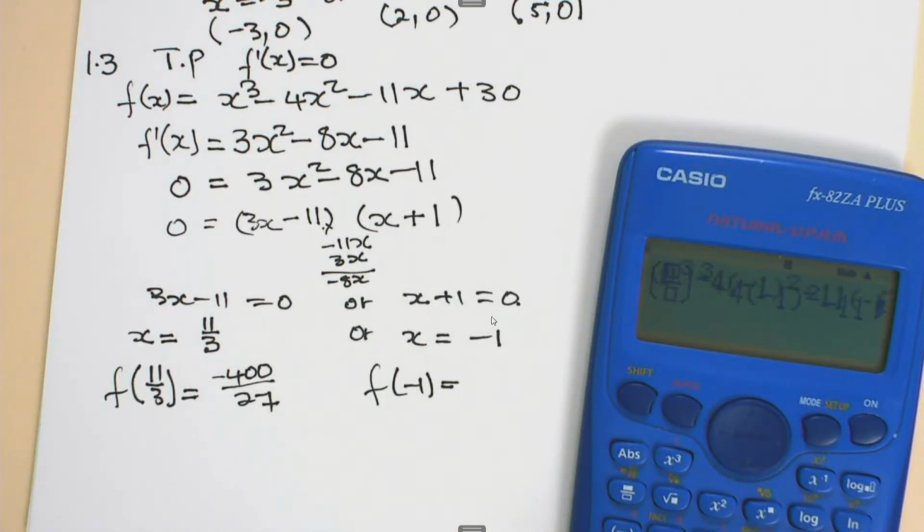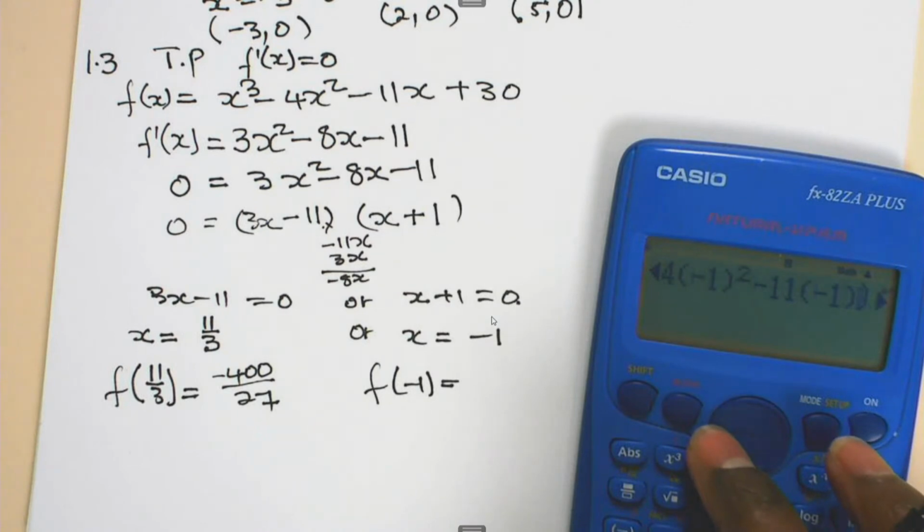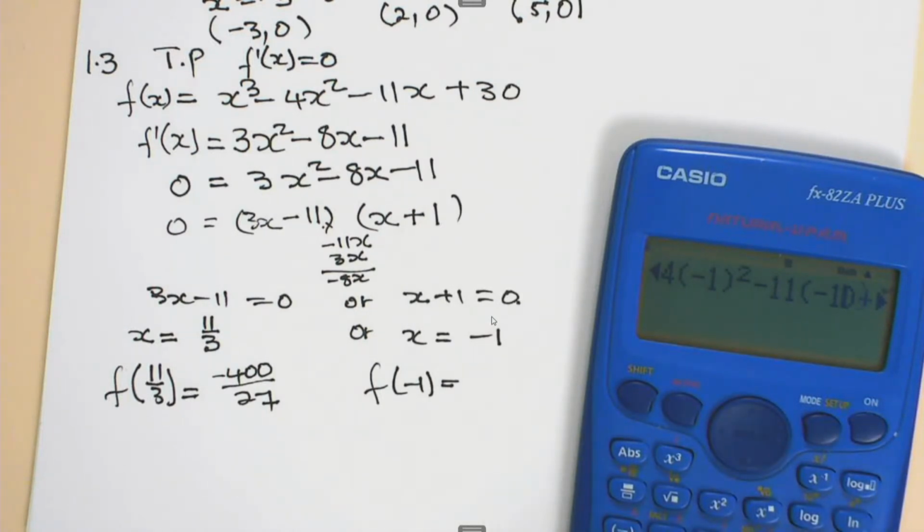All right, then negative 1. I think there's a mistake somewhere. Let me check that. Where did we go wrong? It's minus 1 all cubed minus 4 all squared minus 11 into minus 1. We need to remove this bracket, and then plus 30.